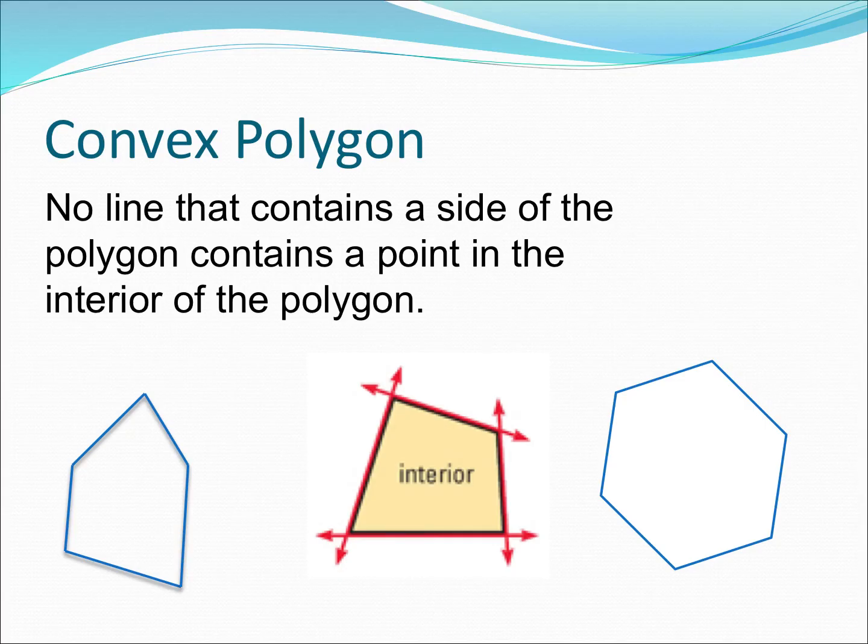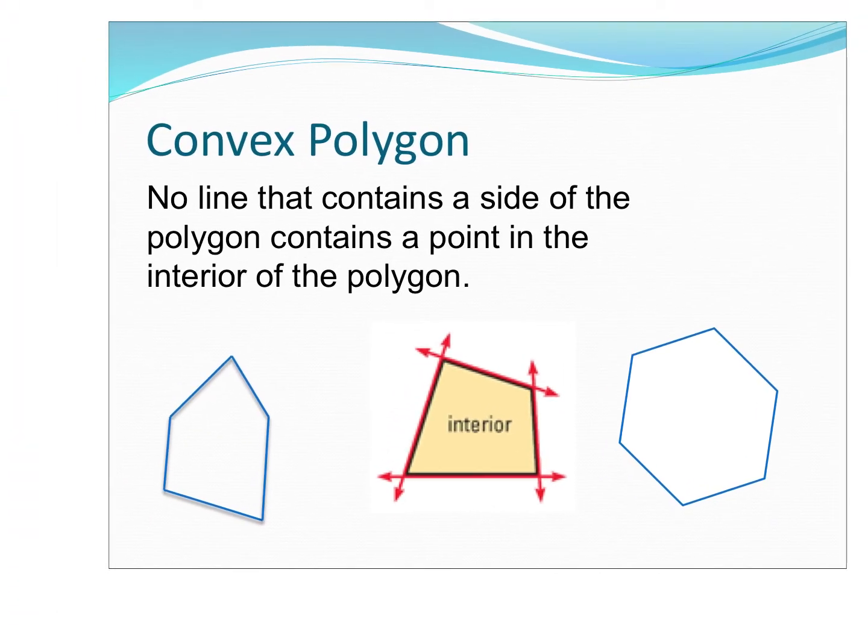So a convex polygon happens when no line that contains a side of the polygon contains a point in the interior of the polygon. And what this means is, let's say I highlight this inside, so everything in here is the inside of the polygon, inside these walls. So if I were to go along the sides, so this segment here, and just extend it and make this a straight line, notice my straight line never goes into the yellow.